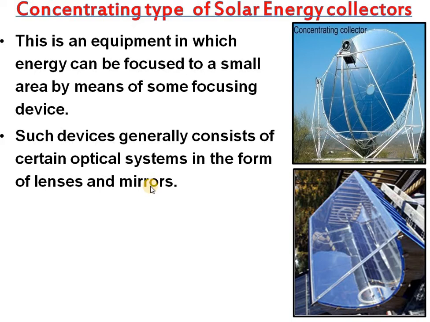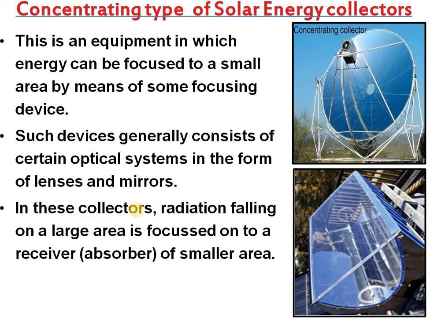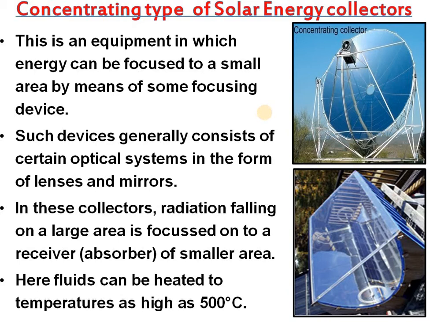We will see examples of mirror type collectors and lens type collectors. In these collectors, radiation falling on a large area is focused on a small area. That is what is done. That is why it is called concentrating. The meaning of concentrating is bringing together to a small area. That is why we call it concentrating.